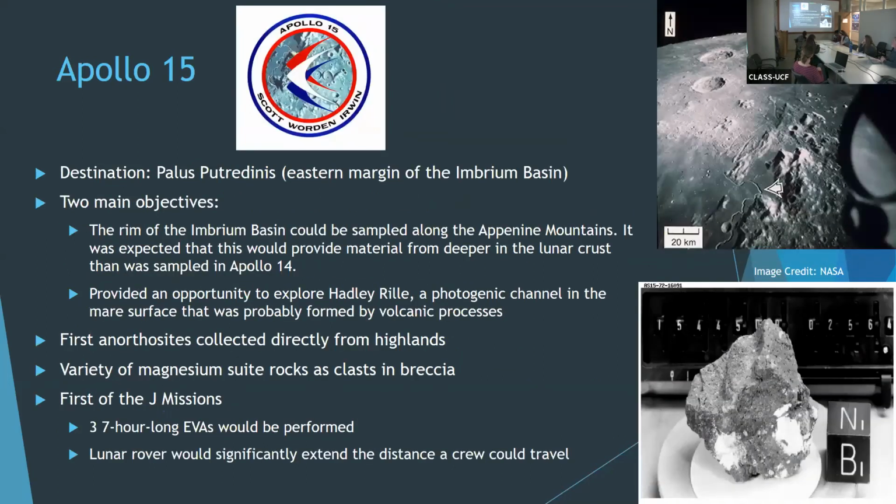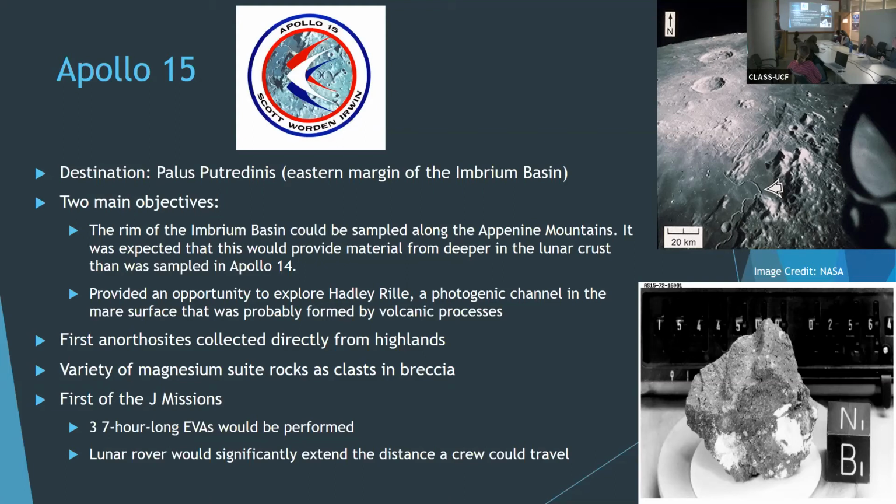So then Apollo 15, the main objective of that was to sample around the mountains that we talked about earlier. They did that region of the mountains that was kind of going down in a J shape. It was expected that this would provide material from deeper in the lunar crust than what was sampled in Apollo 14. It also gave them an opportunity to explore Hadley Rille.